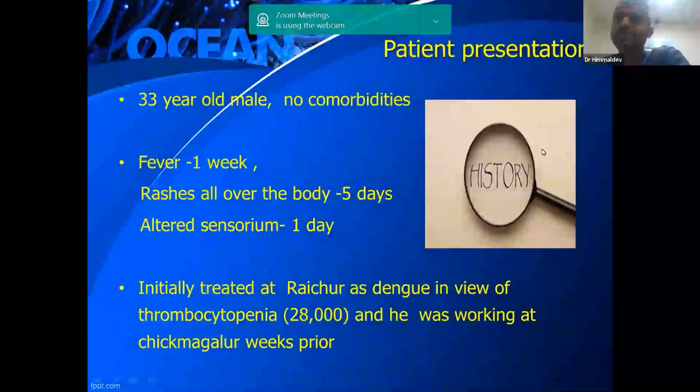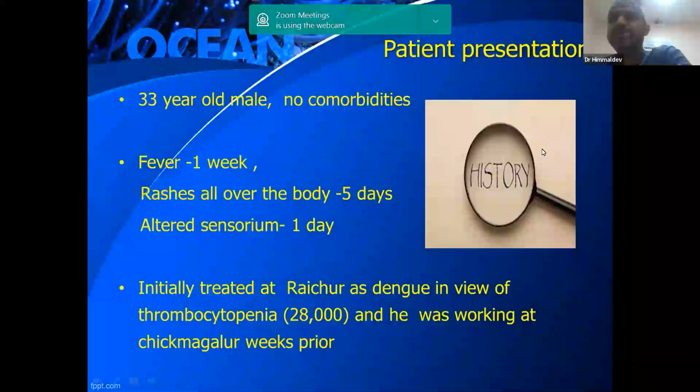So let us go through the history. With the history only, you can understand what exactly we are talking about. There was a 33-year-old male who came to us. He didn't have any comorbidities. He had a history of fever for 1 week, and he had rashes all over his body for almost 5 days. He had altered sensorium since 1 day.